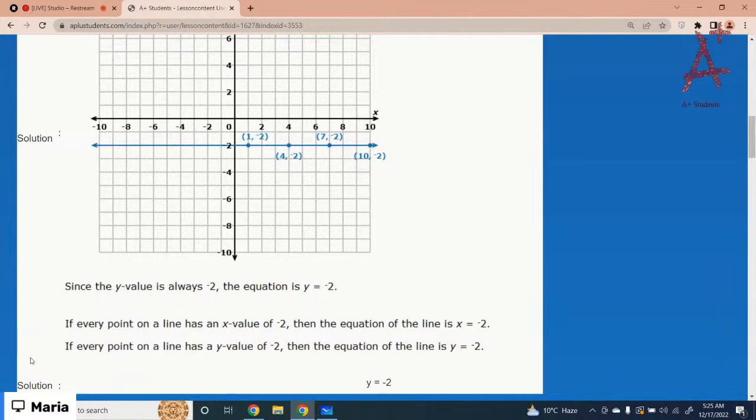Got it? Okay, if every point on a line has an x value of negative 2, then the equation of the line is x equals negative 2. Got it? So if every point on the line has a y value of negative 2, then the equation of the line is y equals negative 2.